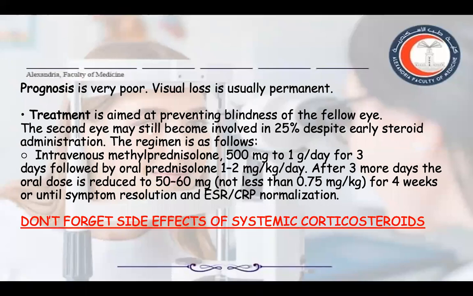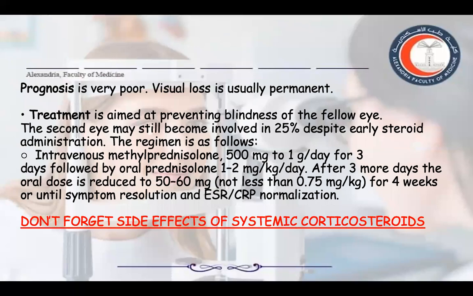If there is affection of the optic nerve, we will start aggressively with intravenous methylprednisolone, 0.5 to 1 gram per day for 3 consecutive days, followed by oral prednisolone, 1 to 2 milligram per kg per day. And we can reduce the dose to 50 to 60 milligram, that is not less than 0.75 milligram per kg, for 4 weeks, until symptoms resolve and ESR and CRP are normalized. Then we can taper gradually by reducing the dose every 2 weeks, 10 milligram at a time, till reaching a maintenance dose of 20 milligram.